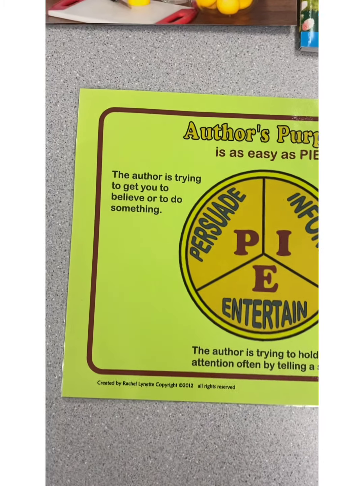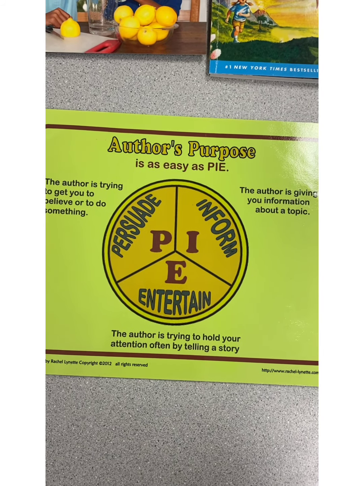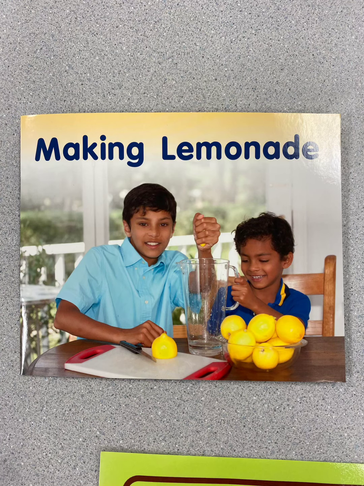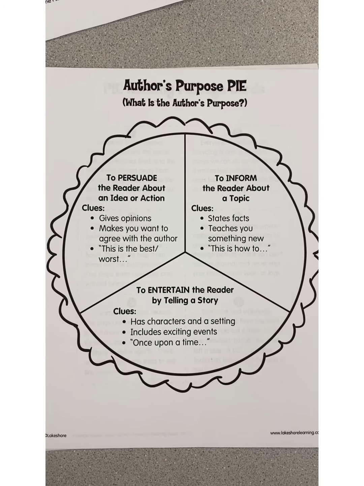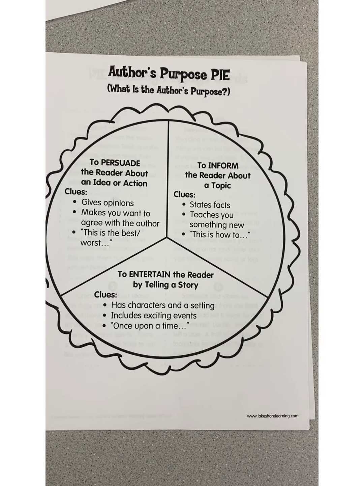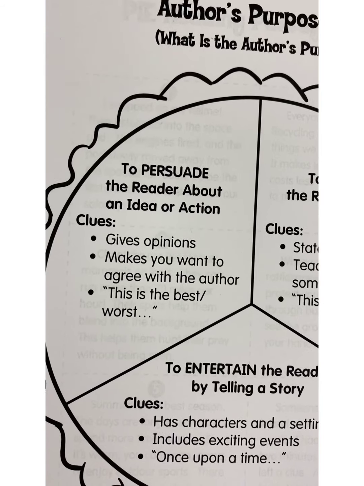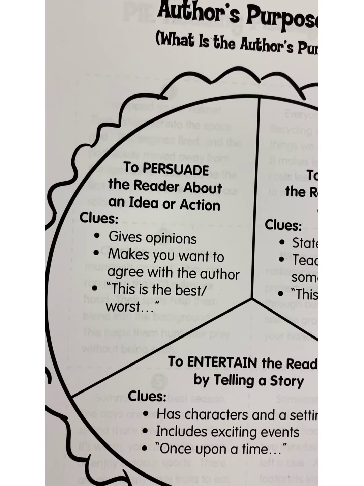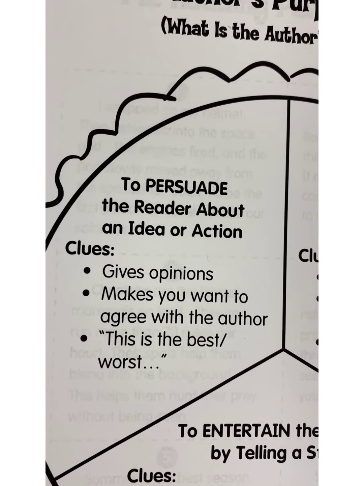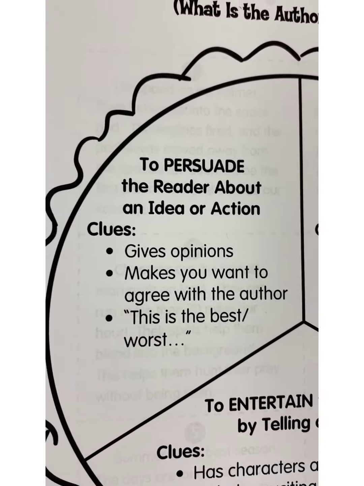So author's purpose is as easy as P.I.E. P for persuade, I for inform, and E for entertain. Here's a printable worksheet that explains some more on author's purpose and P.I.E. What is the author's purpose? Here we have to persuade the reader about an idea or action. Clues: usually it gives opinions, makes you want to agree with the author, or says this is the best or worst. Those are usually clue words you will find.